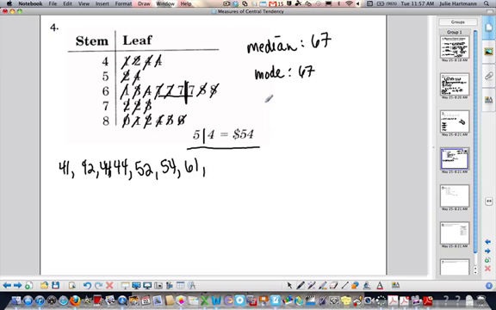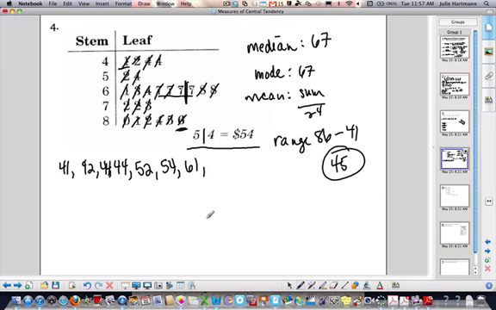If you have to find the mean, you just add them all up, use a calculator, add them all up, and divide. There are 1, 2, 3, 4, 5, 6, 7, 8, 9, 10, 11, 12, 13, 14, 15. So you add them all up and divide by 24. Okay, that gives you your mean. And then your range, the highest one was 86, minus the lowest one is 41, giving us a range of 45. Okay, that's how you do the stem and leaf plot.